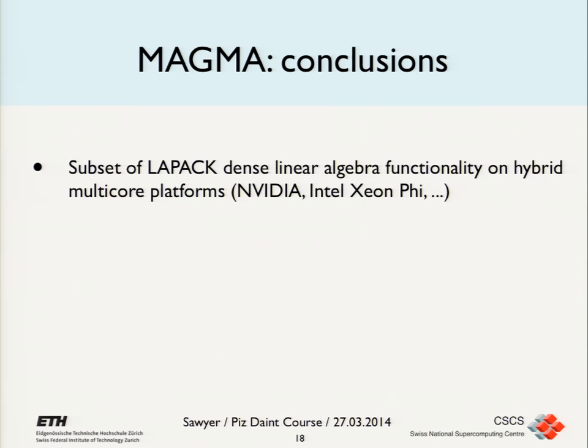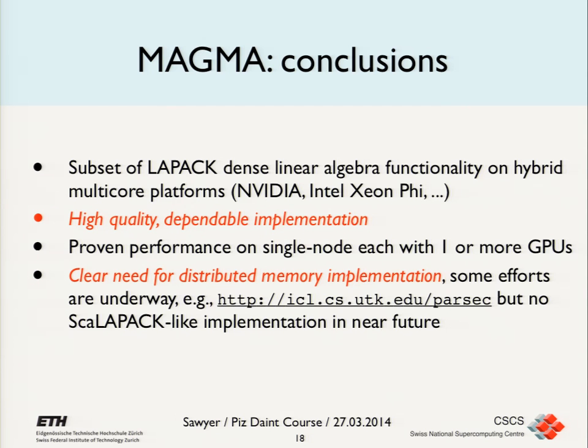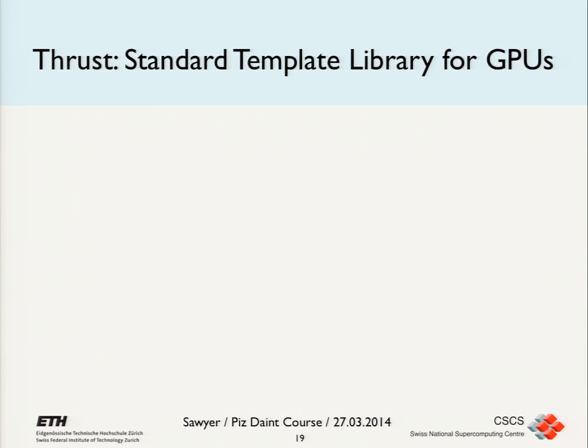Okay, so MAGMA, a subset of LAPACK for hybrid multi-core platforms, also limited support for Xeon Phi. I think it's a very high quality library. It's proven its performance, no question. There's a clear need to replace ScaLAPACK with something like distributed MAGMA. Unfortunately, there are delays, possibly because of funding limitations in the United States. I don't really know. But definitely a solid library which you can bet on in the future.